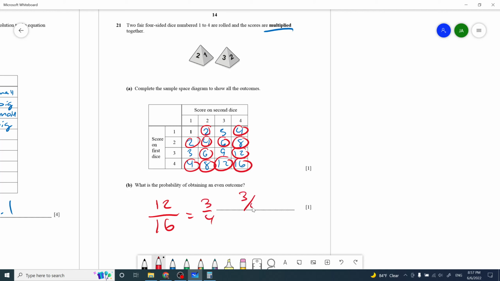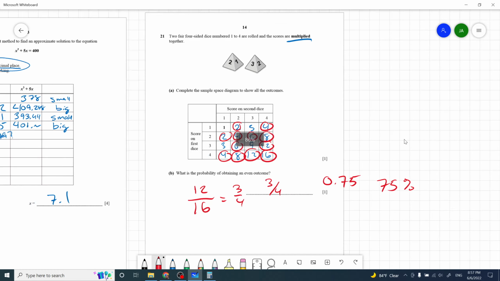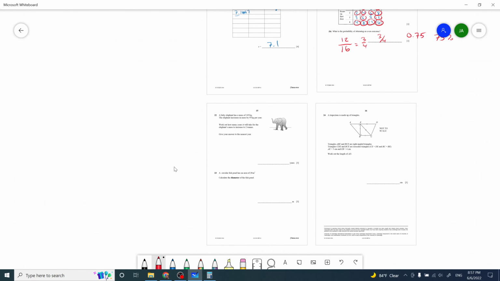So I could leave this as a fraction. If I wanted, I could write this as a decimal 0.75 or as a percentage. Lots of people like to talk about probability in terms of percentage. Any one of these three answers is okay. All right, so moving on. 2 more pages and we're done.